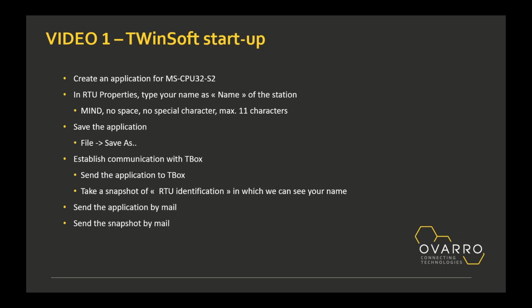You go to RTU identification and you make a snapshot of the RTU identification in which we can see your name. You send the application by mail and you send the snapshot of the RTU identification by mail.